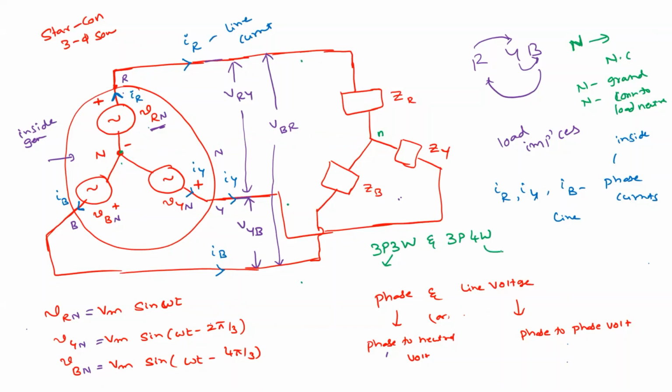In case of three-phase, three-wire, the neutral is isolated, so there is no connection. In three-phase, four-wire, either the neutral is grounded, or it is connected to the load neutral. That is known as three-phase, four-wire. Why four-wire? Because an additional wire is required. So that's why it is known as three-phase, four-wire.